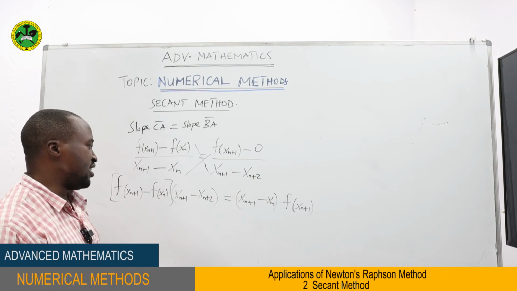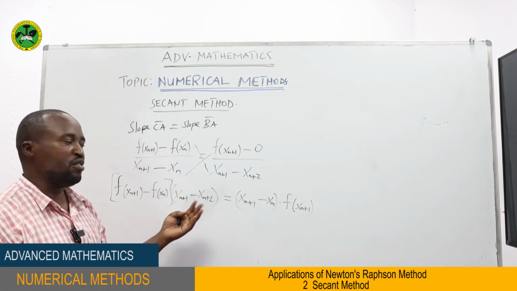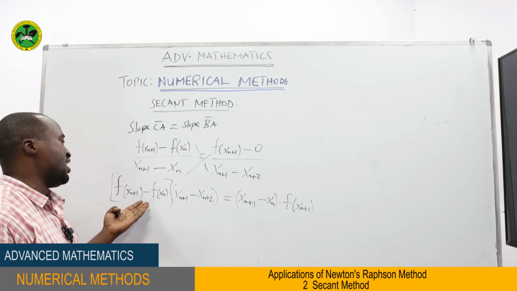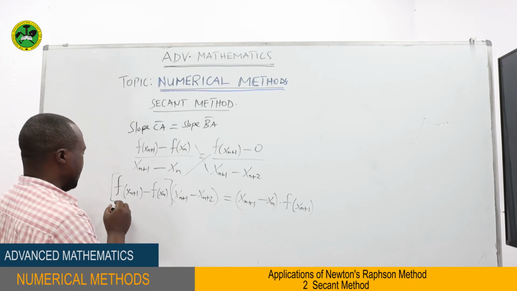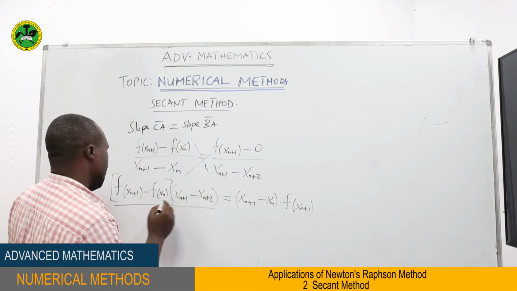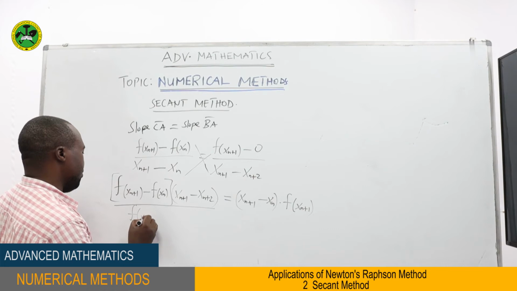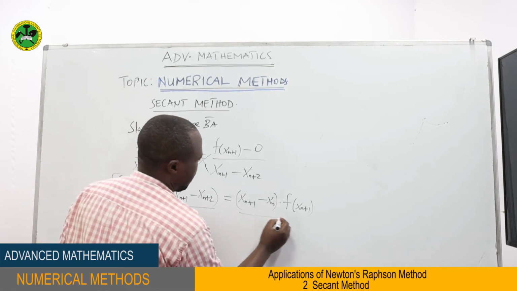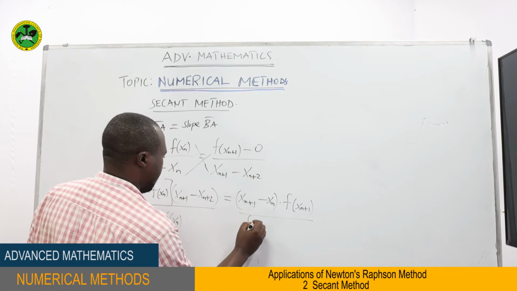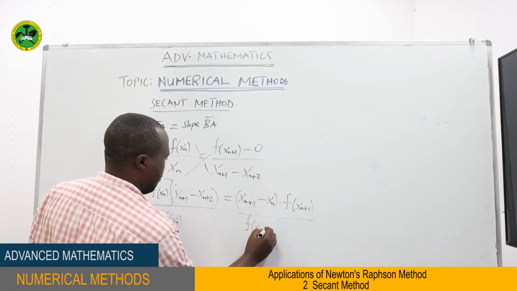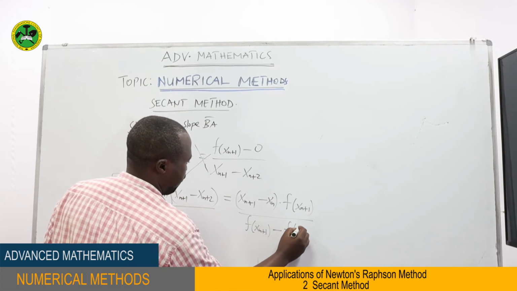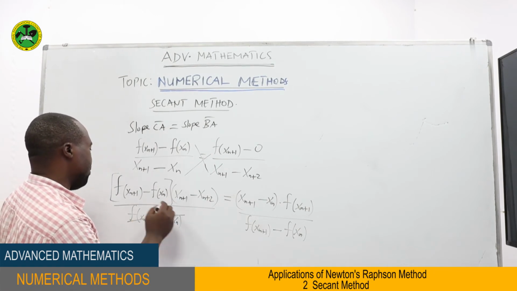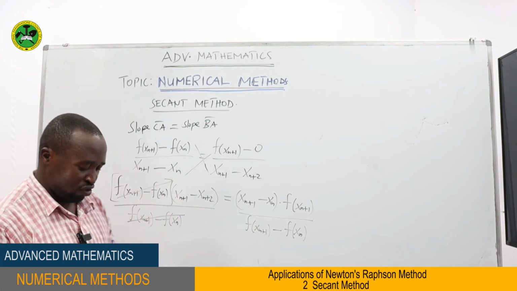Remember, our interest is to make xn plus 2 the subject. So at this point, we can divide by f of xn plus 1 minus f of xn, to both sides. So again here we divide by f of xn plus 1 minus f of xn. In this case, we can simplify this way.